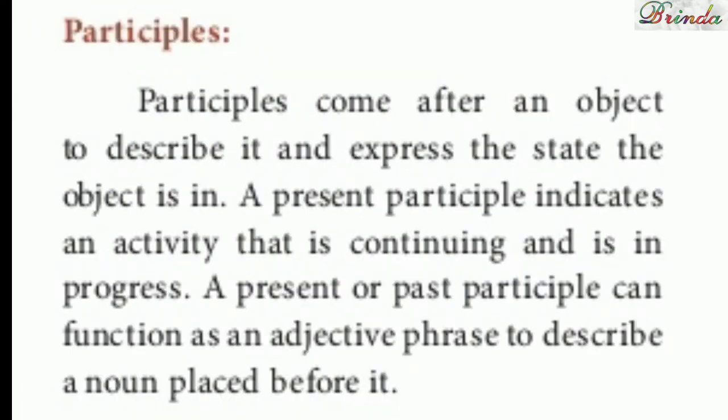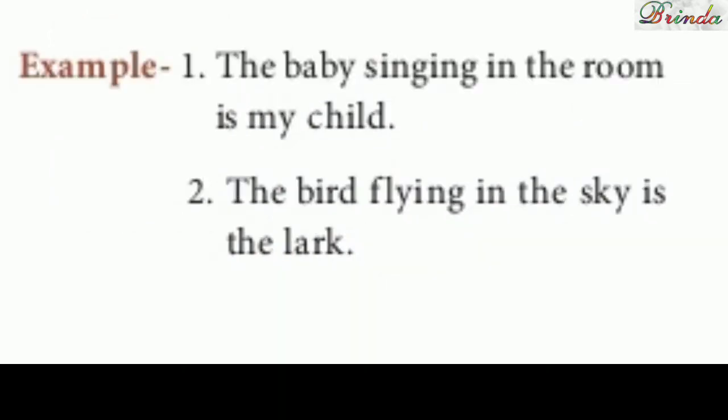Okay, next one, participles, children. Participles come after an object to describe it and express the state the object is in. A present participle indicates an activity that is continuing and is in progress. A present or past participle can function as an adjective phrase to describe a noun placed before it. Example, the baby singing in the room is my child. The bird flying in the sky is the lark.